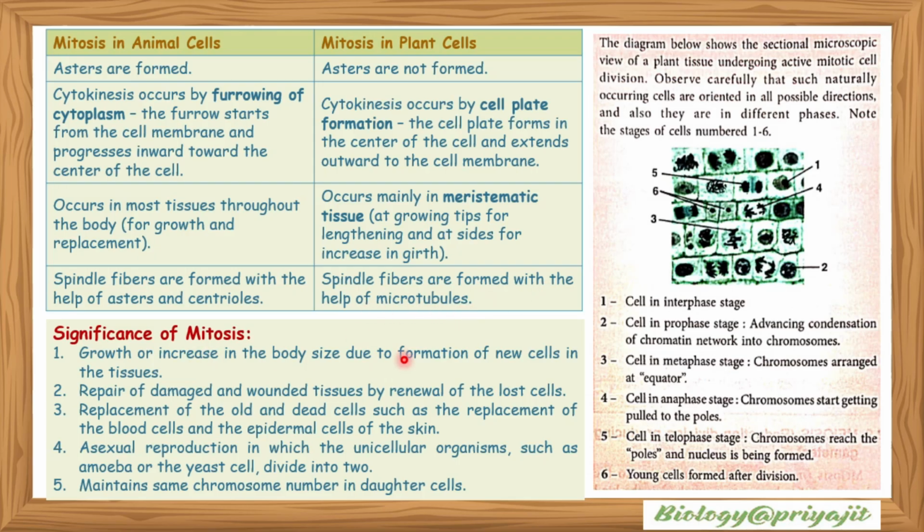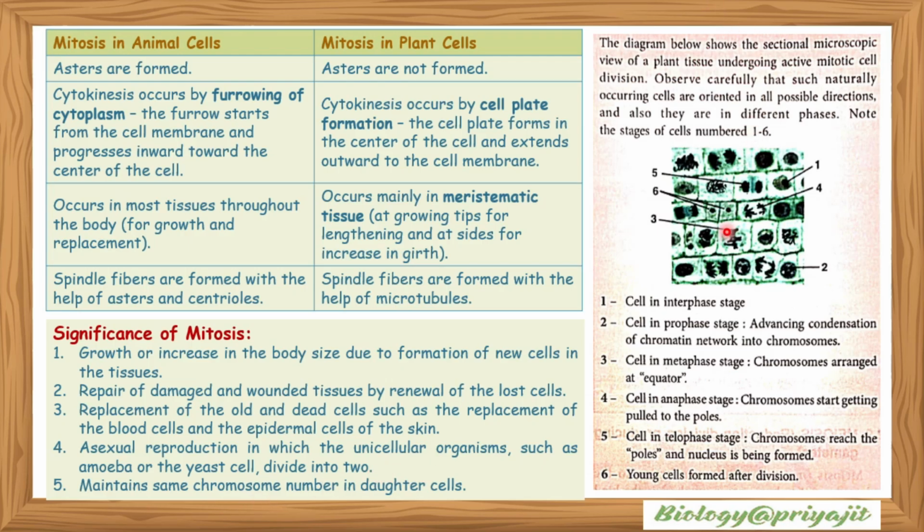So what is the significance of mitosis? Growth or increase in the body size due to formation of new cells in the tissue, repair of damaged and wounded tissues by the renewal of the lost cells, replacement of the old and dead cells such as the replacement of the blood cells and the epidermal cells of the skin. Asexual reproduction in which the unicellular organisms such as amoeba or the yeast cells divide into two. This process of mitosis maintains the same chromosome number in the daughter cells.